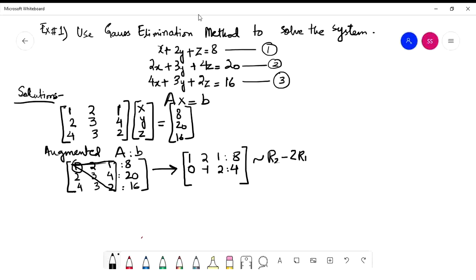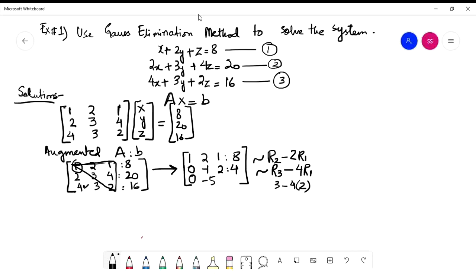And you have to convert this 4 into 0. So for that you apply the row operation on R3: R3 minus 4 into R1. You multiply it, then it becomes 0. 4 minus 4 into 1 equals 0. And 3 minus 4 into 2, so 3 minus 8 is minus 5.